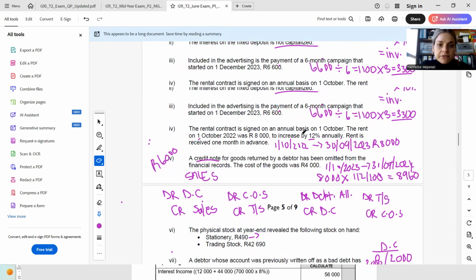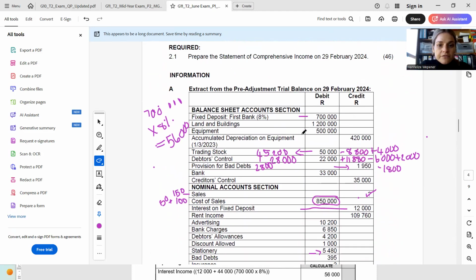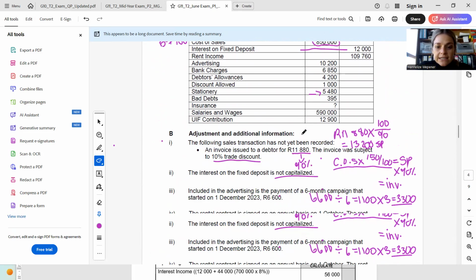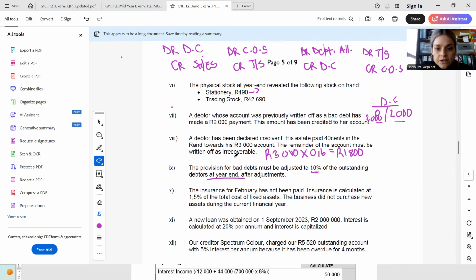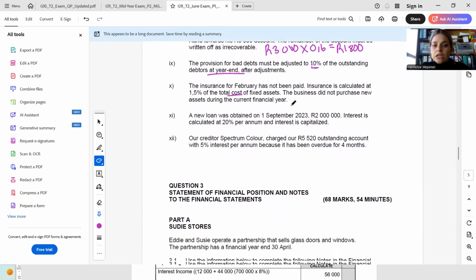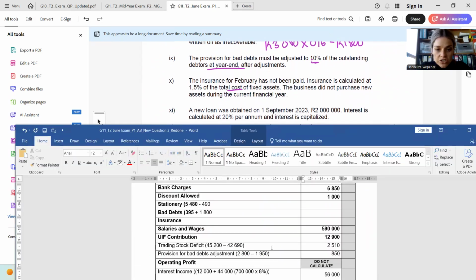So I need to go to my fixed assets. Fixed assets consist of land and buildings plus equipment, right? That's it. That's all that you had. And it says that it is on the total cost. So not the value, not the carrying value, just the cost. That's why I didn't take into account the accumulated depreciation.